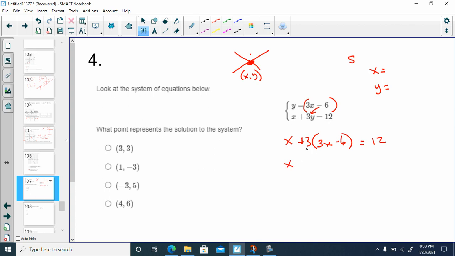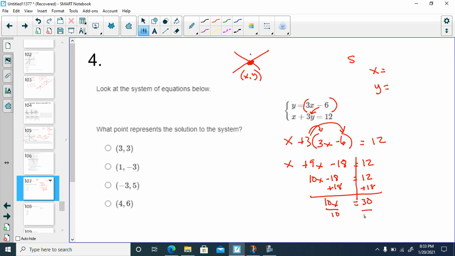Let's use distributive property. 3 times 3x is 9x. 3 times -6 is -18 is equal to 12. Let's collect like terms here. x plus 9x is 10x. Minus 18 is equal to 12. We're solving for x, so let's add 18 to both sides. We get 10x is equal to 30. Divide both sides by 10. And x is equal to 3. Okay, so we know that our x has got to be 3. This is the only one that has 3 as the x.